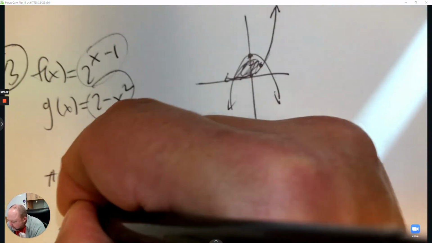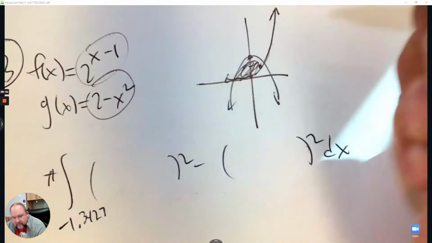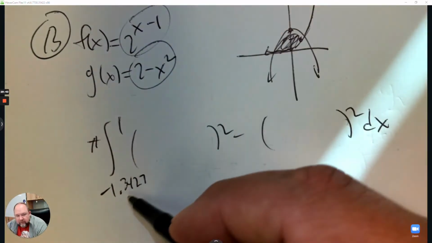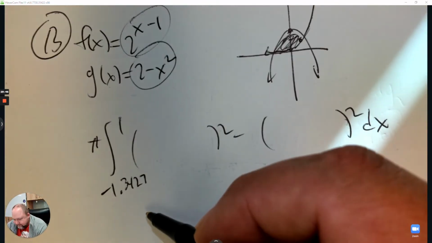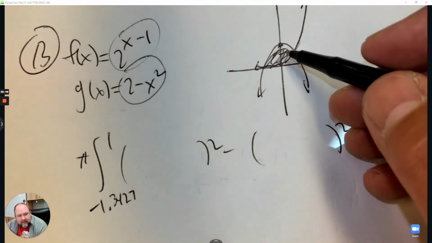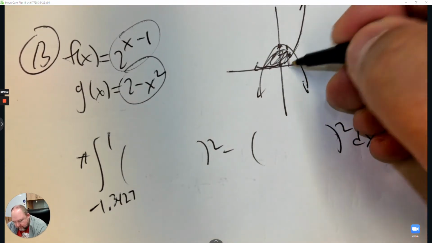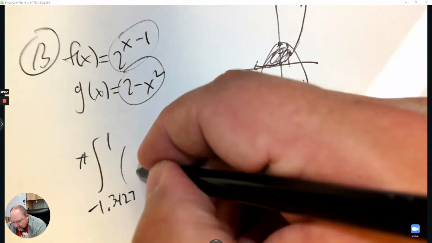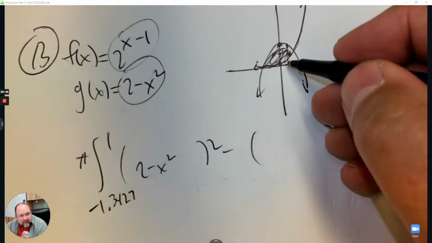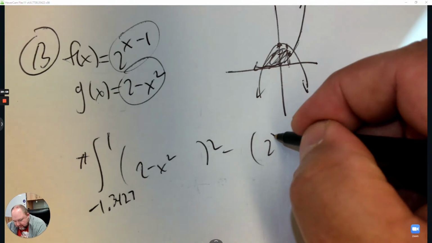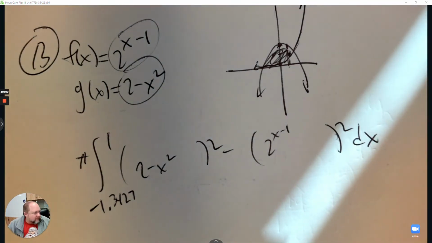So negative 1.3427 is fine, up to 1. When we use your calculator, we'll copy paste in. And then top, subtract the big radius, which is 2 minus x squared, take away 0. The small radius, which is 2 to the x minus 1, take away 0, and then put that in your calculator.